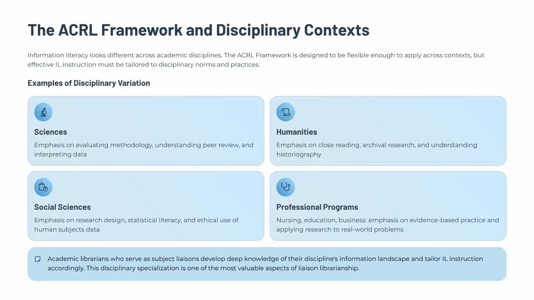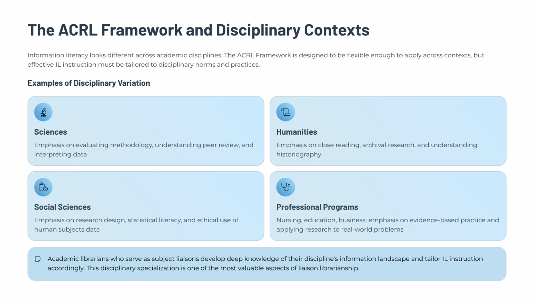In the humanities, the emphasis is on close reading, archival research, and understanding historiography, how the interpretation of a topic has changed over time. In the social sciences, research design, statistical literacy, and the ethical use of human subjects data are central concerns. And in professional programs, nursing, education, business, the emphasis tends to be on evidence-based practice, finding and applying research to real-world problems and decisions.